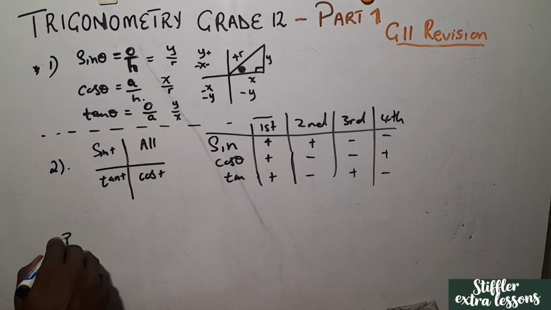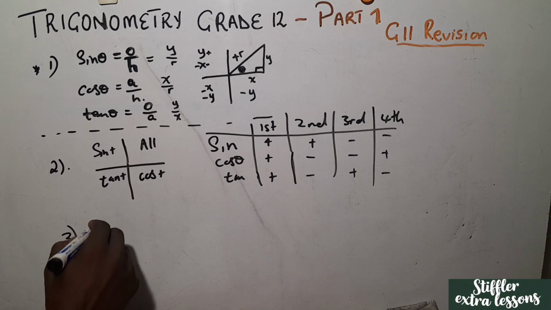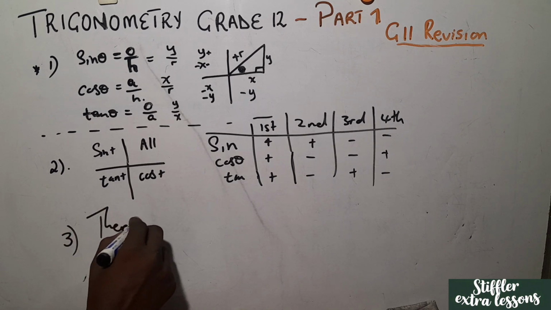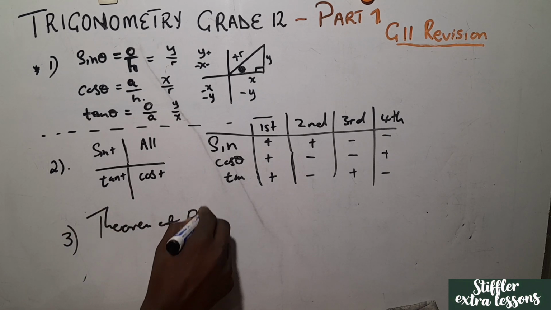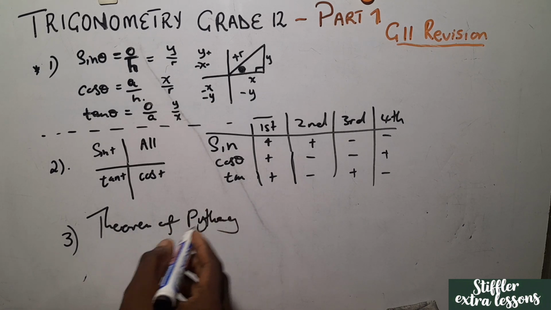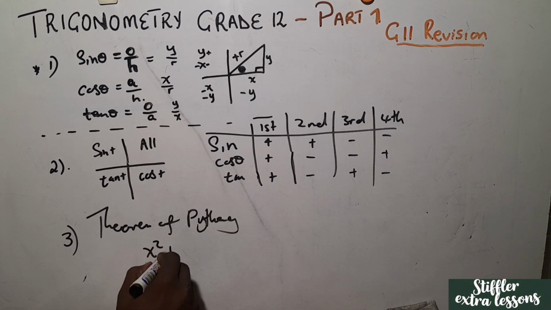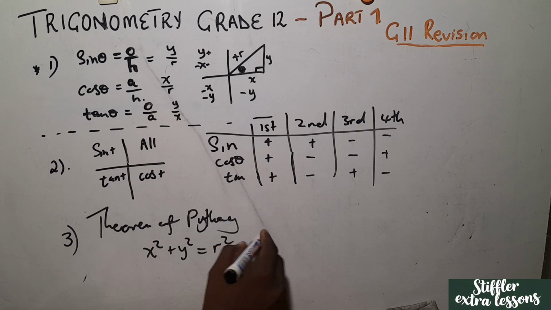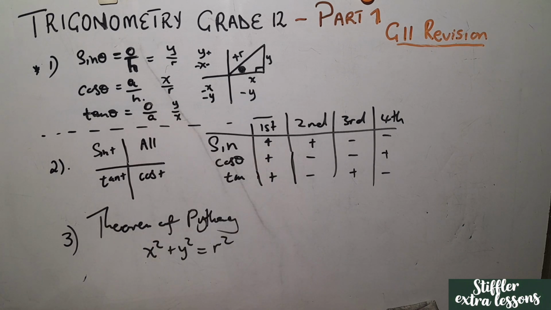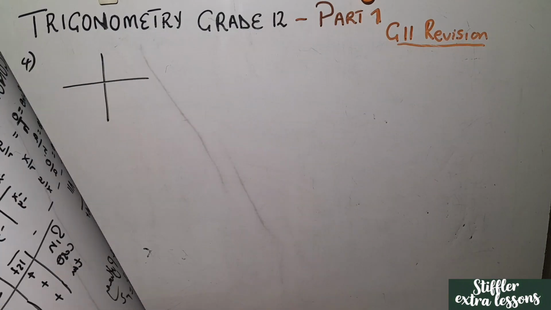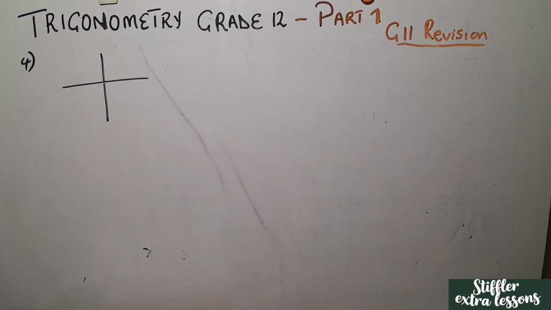And the third one, I should have just started with this actually. This is the theorem of Pythagoras. Just knowing that x squared plus y squared is equal to r squared in a right-angled triangle. So that's our tool number 3. Do you know the theorem of Pythagoras? Do you know how to use it? I'm sure you know how to use it. So we can go to our tool number 4, let's get to it.